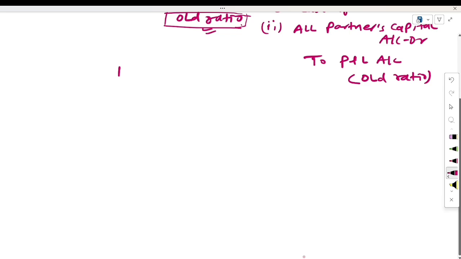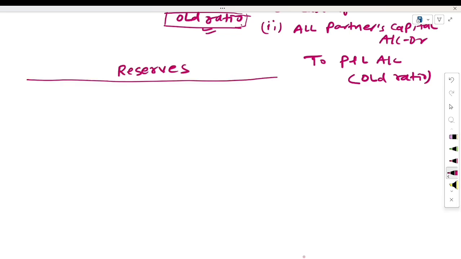Now come to the next topic, which is reserve. This is a very important topic from the examination point of view, and topics like accumulated profits or losses and reserves you will study again and again in the admission, retirement and death of a partner. All these entries will be the same there also. Now see here, what is reserve? Reserve is the amount which is kept aside out of profit for future benefit.